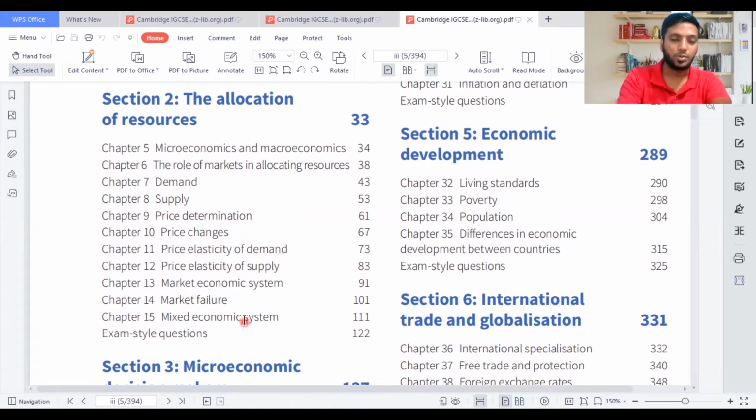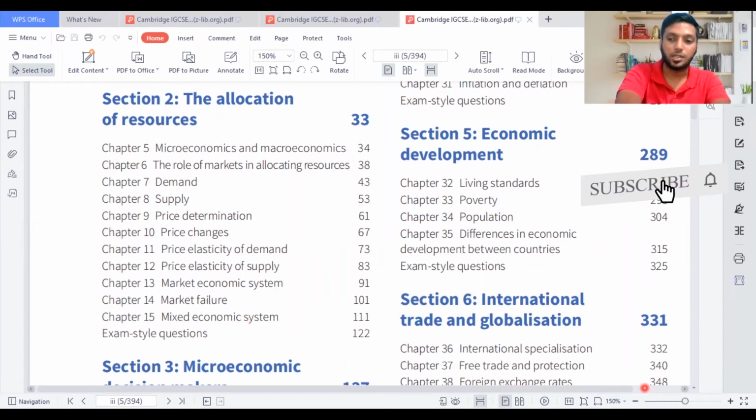Now, students have this confusion: if we leave out section 2, can we still score better marks in the exam? I will say it's a wrong idea. If you leave this out, the root of the entire paper is this area. If you don't know demand and supply, and you don't know how prices change in the market and how the price mechanism works, trust me, you will not be able to score better marks on your papers.